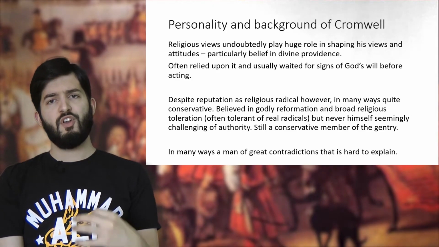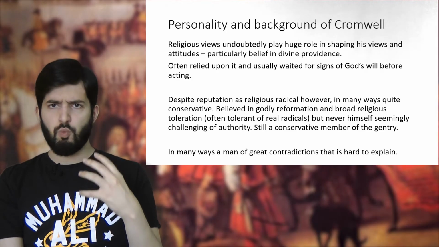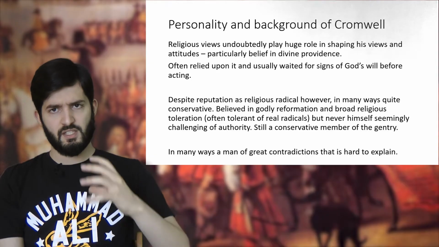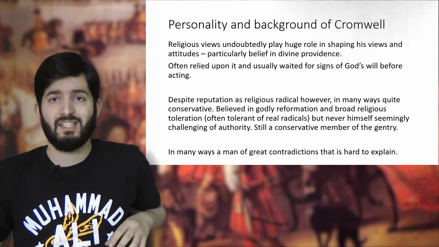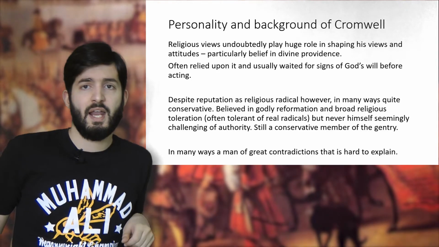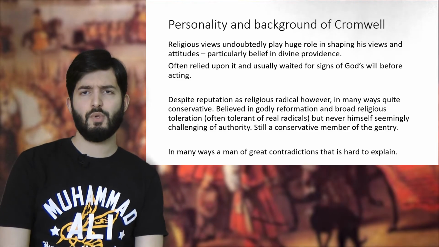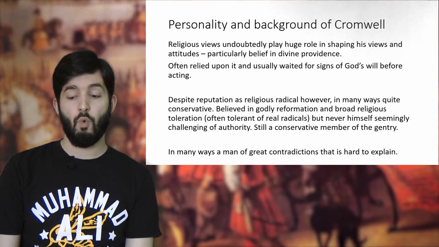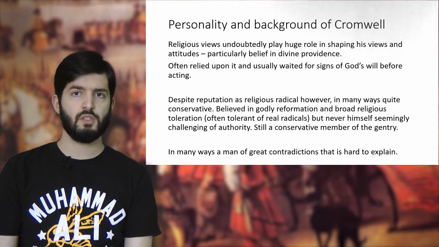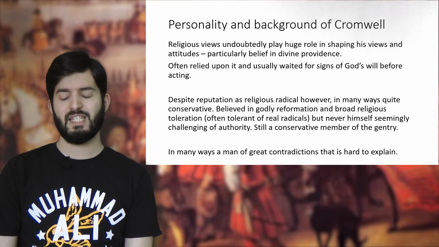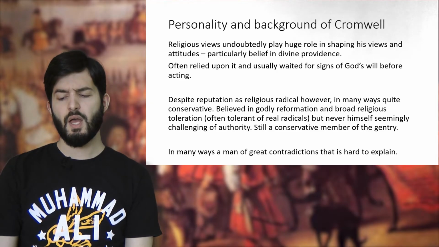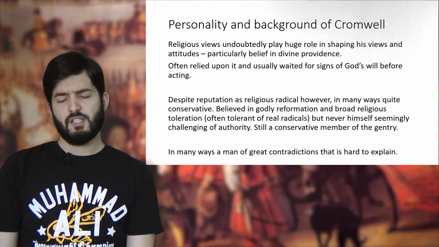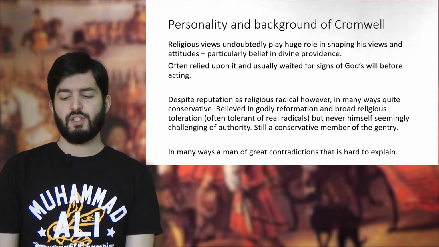In other words, he often looks for signs of what God's will was or what God's will is before making a decision. So before, for example, he takes the decision to put Charles on trial and attempt to execute him, he really waits quite a while for signs of what God's will was and what divine providence was to make that decision. So that's the first thing. He has these religious convictions.